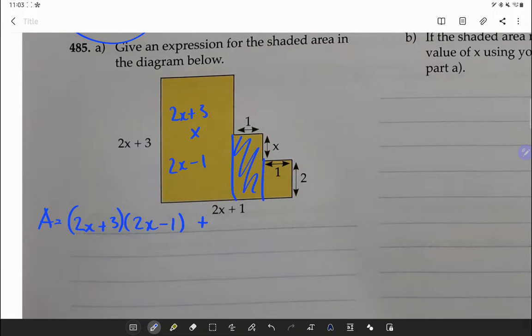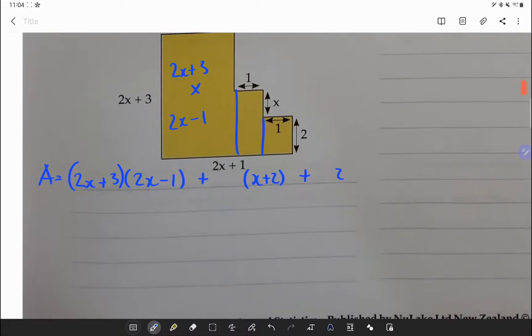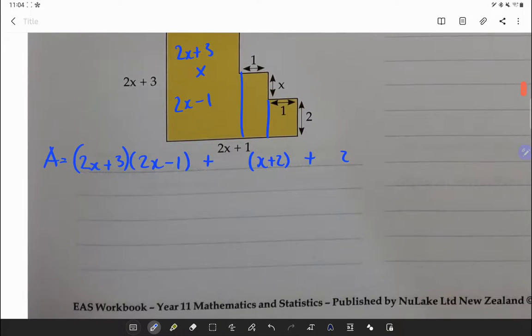So that square there, that's x and that's 2. So that's 1 times x plus 2. The x plus 2 is that length there. That is the 1. Cool. And this little thing there is a plus 1 times 2, which is just a 2. And this one is just an x plus 2. I don't need the times 1 really.